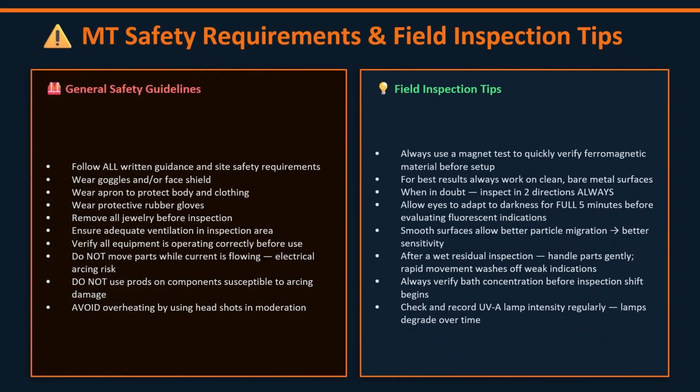Safety in MT starts with recognizing that the equipment combines electrical power, magnetic fields, chemicals, UVA radiation, and sometimes large or heavy components. Personnel should follow the site procedure and wear the required eye and face protection, gloves, protective clothing, and other PPE. Jewelry should be removed where it could create a hazard. Ventilation is important, particularly when chemical products or petroleum-based vehicles are used.